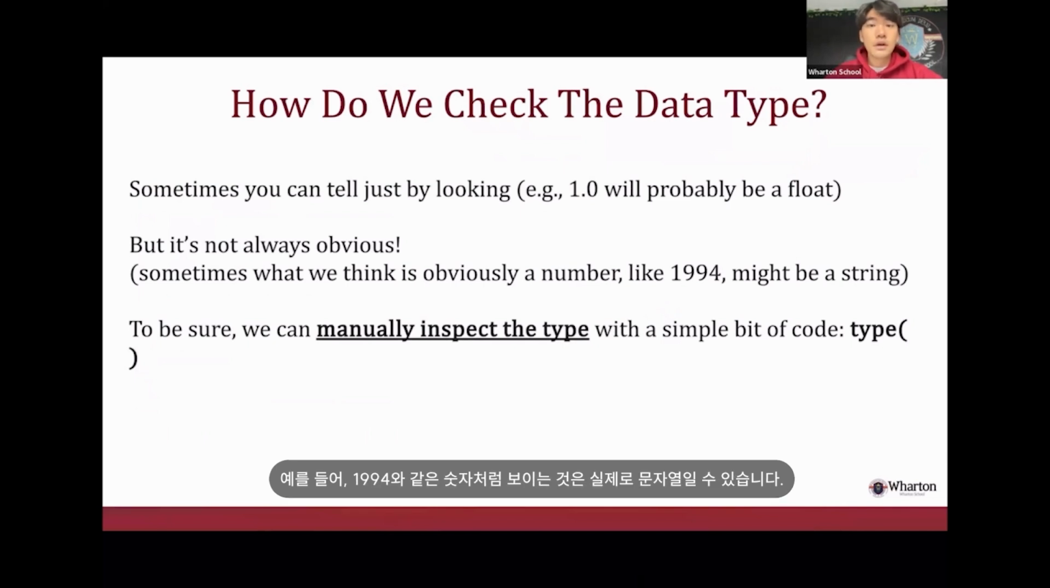For instance, what looks like a number, such as 1994, might actually be a string. So to be sure, we can manually inspect the type using a simple function called type. This function will tell us the data type of a value we're working with.